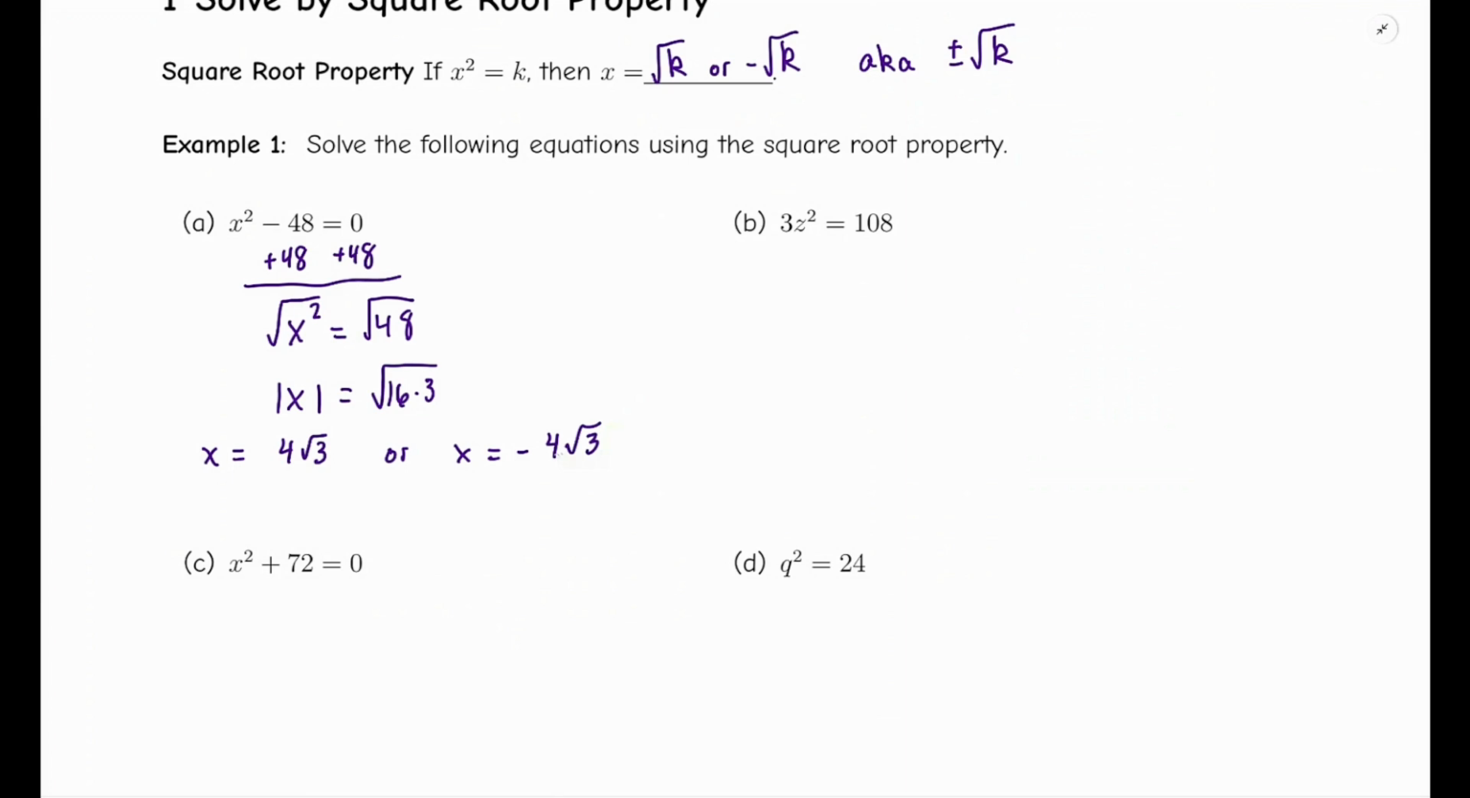Part B, 3z squared equals 108. So I'm going to divide by 3 first. Get z squared equal to 36. Take the square root. Get the absolute value of z is equal to 6. So we get z equals 6 or z equals negative 6.